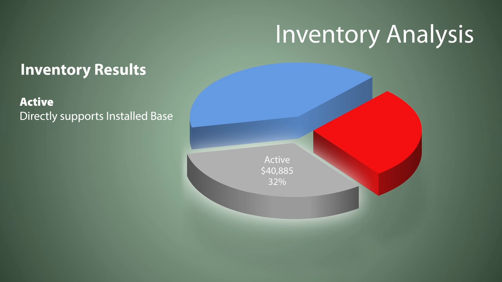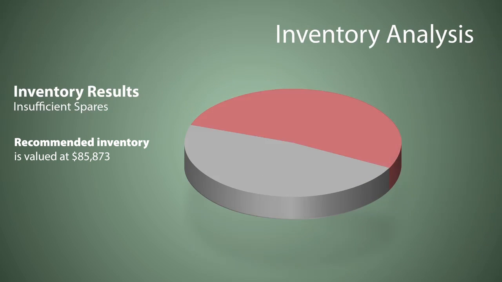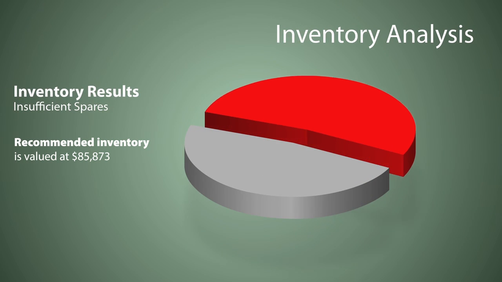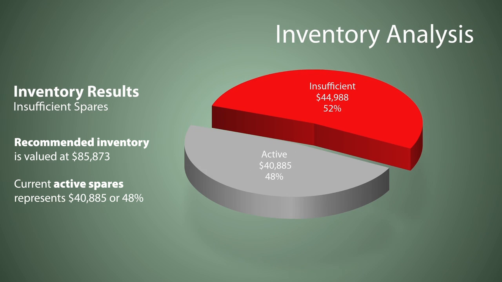$40,885 classified as active spares compares to our recommendation to pinpoint where there is a lack of critical spares. Looking at this customer's entire installed base, our spares recommendation is approximately $85,000. But the good news is that this customer has $40,885 classified as active spares, which comprises 48% of our recommendation, which means this customer would need to invest $45,000 to bring inventory levels up to where they should be, so they can minimize any unplanned downtime.